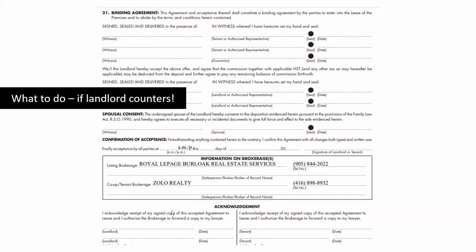So if you receive a sign back, your client is signing under paragraph 21, and now the landlord has made a bunch of changes throughout the offer. So they've initialed all their changes, and they've signed paragraph 21, but it's now up to your client to go and accept all those changes. And if they do, it's your client confirming acceptance and acknowledging receipt of an accepted copy. It's at that point that it would go to the landlord and they would sign their acknowledgement as well.